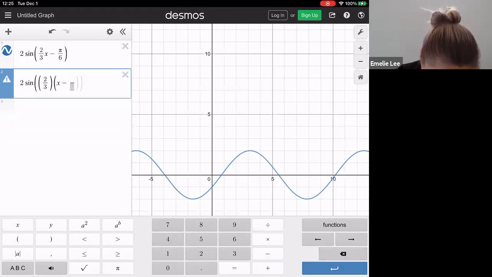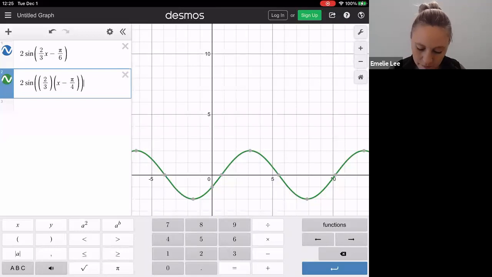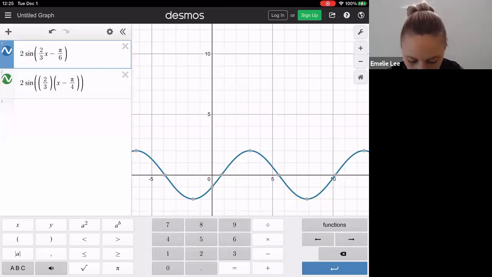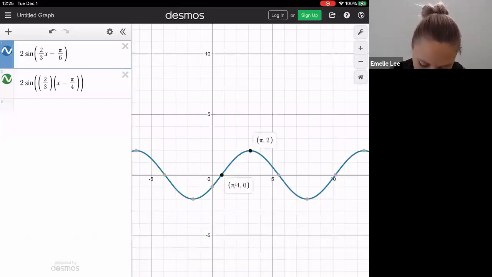Oops. Divide. Oops. Better to start over sometimes. Good. So now we see that these two graphs are exactly the same.